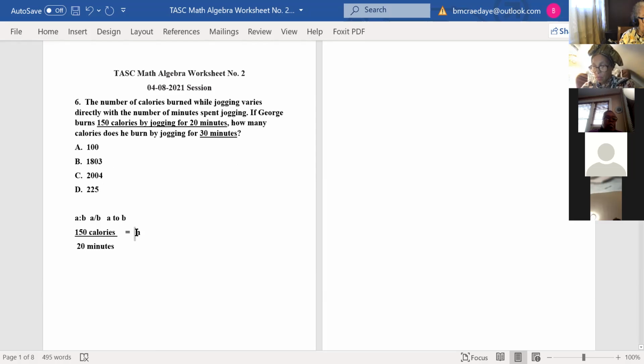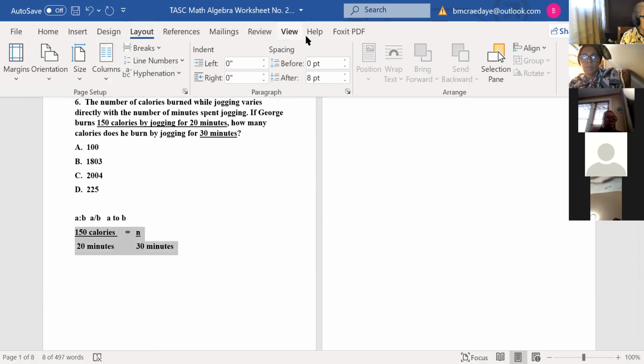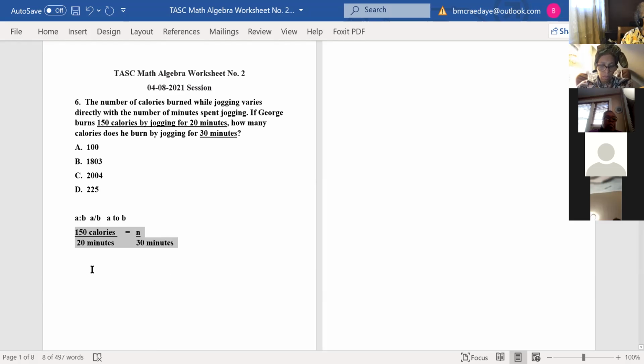So this would be over what, Mercedes? N would be over how many minutes? Over 30. Very good, 30 minutes. So now this is our proportion setup for this problem. Let's just bring that closer. Now, Mercedes, do you know what next step we would do?